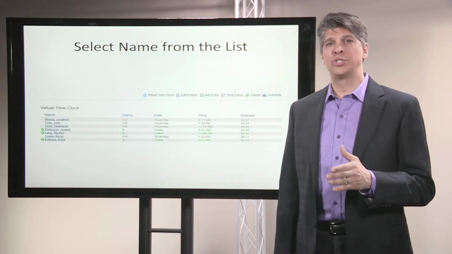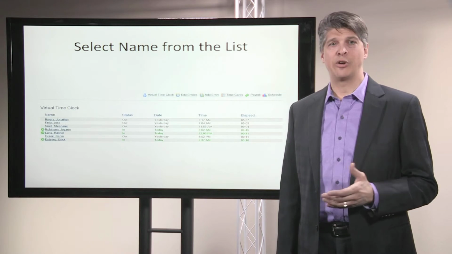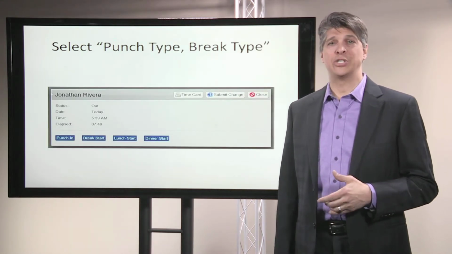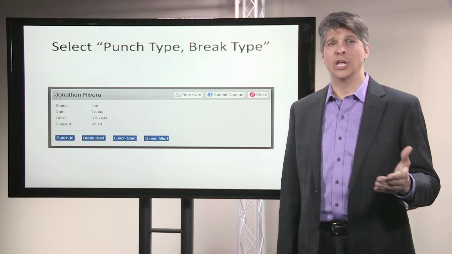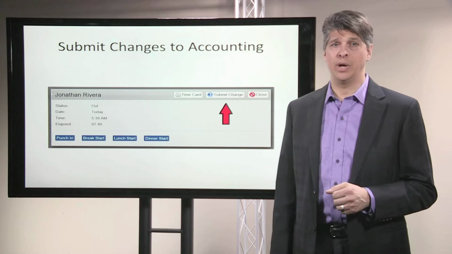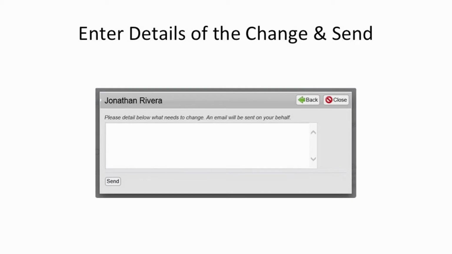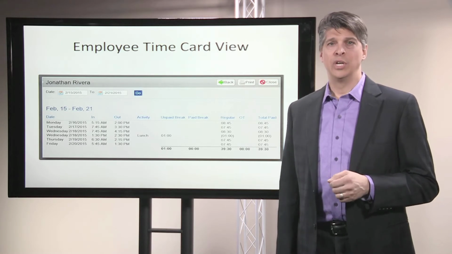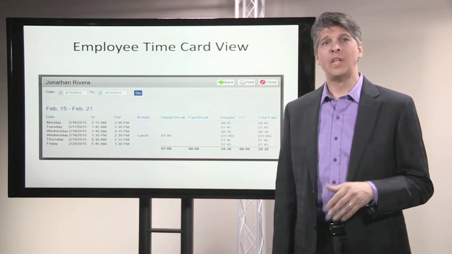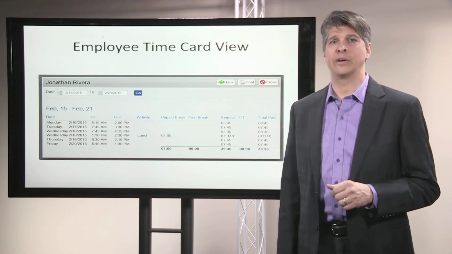When the employee goes to your virtual time clock, they select their name and enter their passcode. They will then select the action: Punch In, Break Start, Lunch End. And they can even submit questions or notify accounting of a missed punch. They simply enter the information in the message box and select Send. The time card view shows their activity for the week or whatever time period they select. They can also print this information for their records.